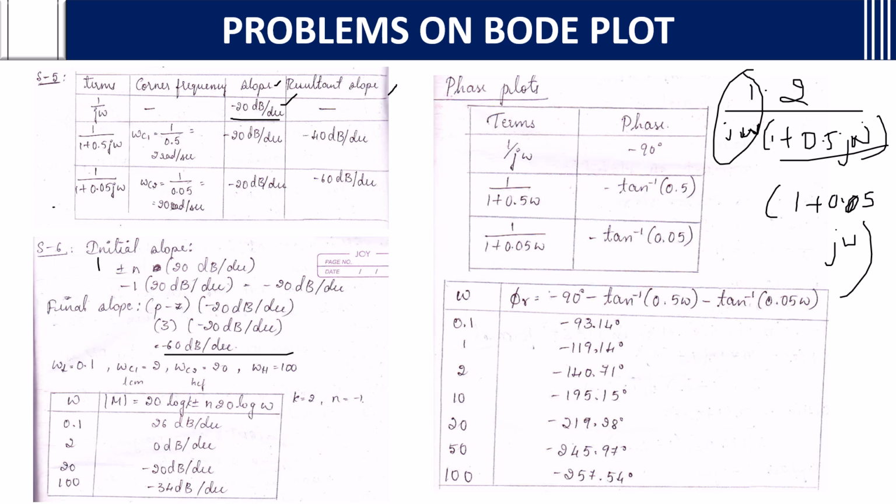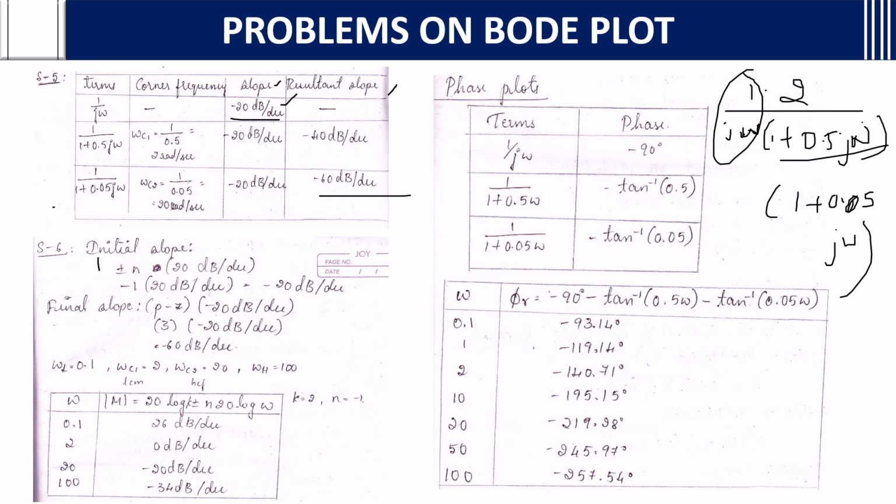The final slope will be what? Minus 60, what we got. Using the formula, how can you find it? How many poles do you have? 3 poles, and zeros you have 0. So 3 minus 0, that is 3, into minus 20 dB by decade for the poles. That is nothing but minus 60 dB by decade, which is the final slope.